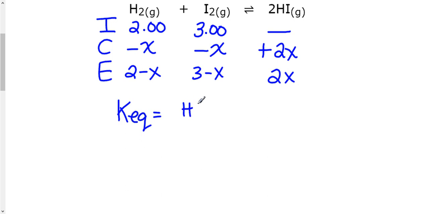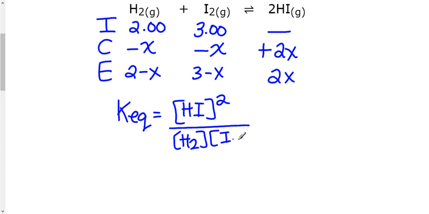First, our K expression. Our products always go on the top. When there's a 2 or any number for the coefficient, it becomes your exponent. So don't forget to put it in here. It needs a 2 as the exponent. On the bottom, we have 1 mole of each of our reactants, so they just have an exponent of 1.